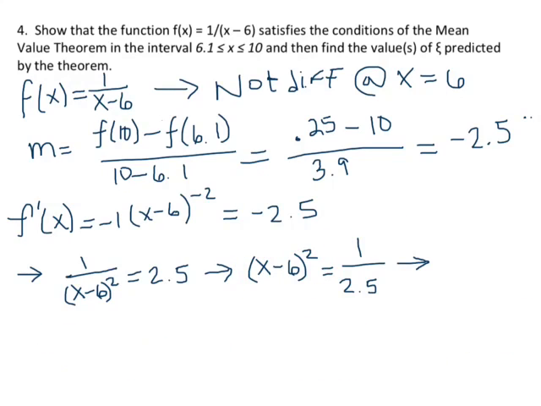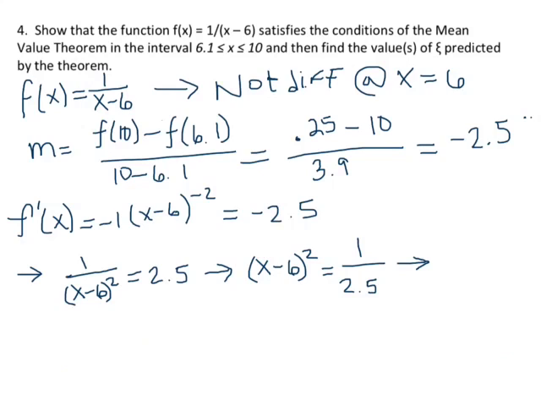The following question asks you to show that the function f of x equals 1 over x minus 6 satisfies the conditions of the mean value theorem in the given interval between 6.1 and 10 inclusive. It also asks us to find the c value predicted by the theorem. So let's go ahead and take a look.